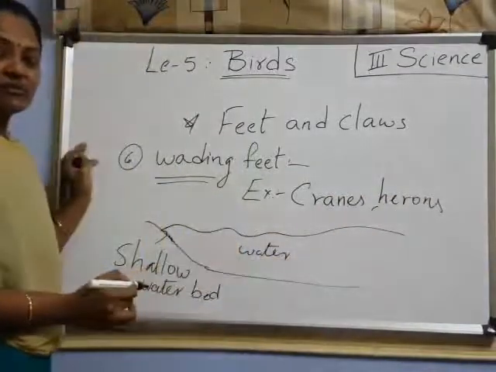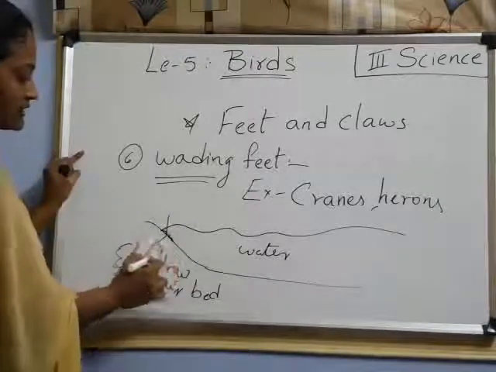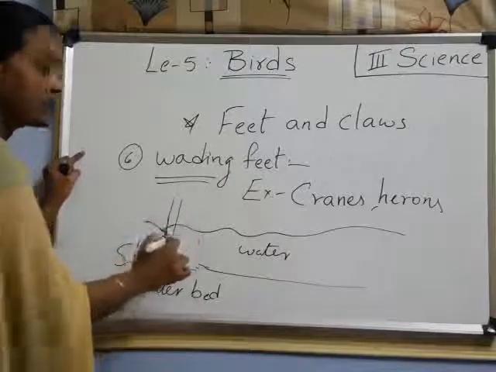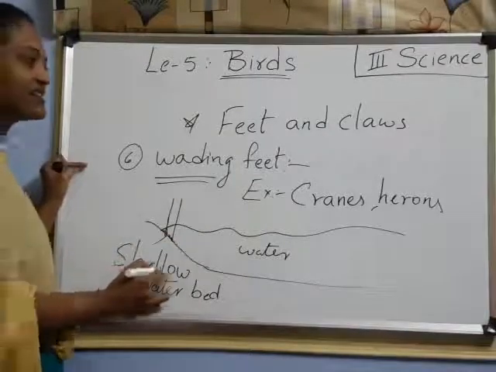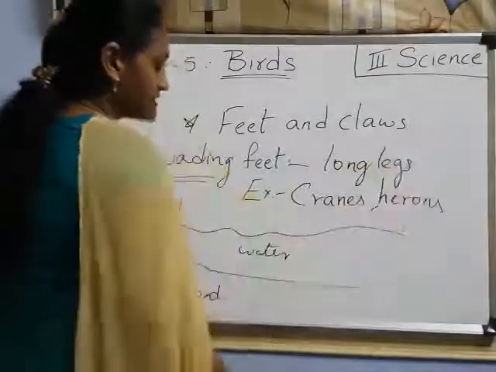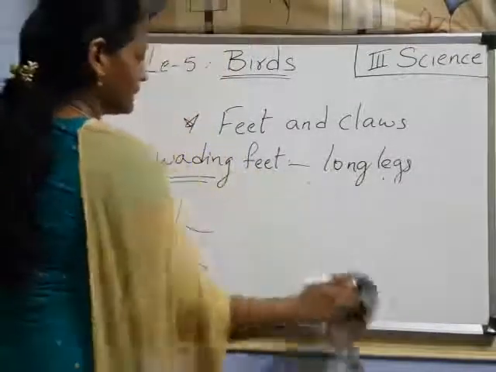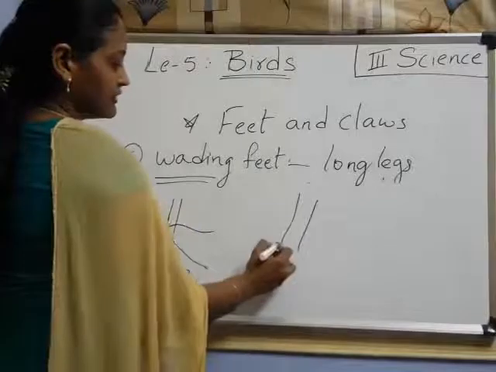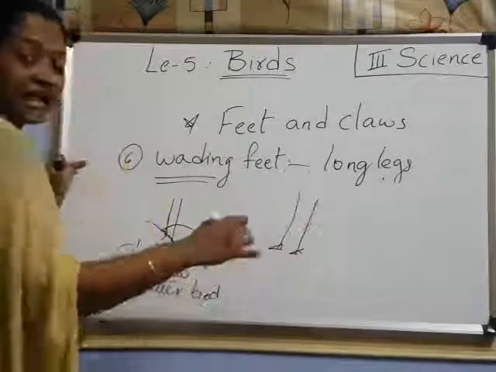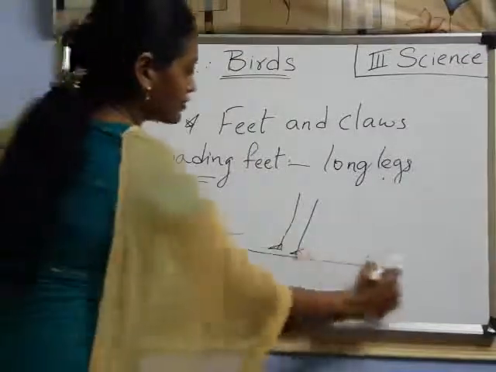These birds, what do they do? They are walking, and can easily walk in shallow water because they have long legs. How? These long legs are used to walk like this, with 3 toes in front and 1 at the back, and they can easily move in the water. This is the water body, suppose.